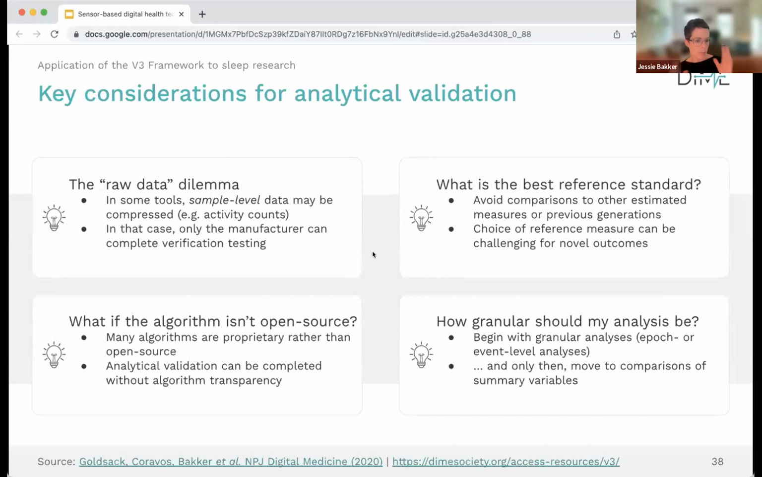Now, let's say, hypothetically, your algorithm is completely broken and all it does is label apneas and hypopneas completely at random. If the total number of apneas and hypopneas is the same or very close to the manually scored number, then your summary variables, like your total number, your AHI, will be pretty much perfect. It's only if you go back and do an event by event analysis that you will uncover the problems with your broken algorithm. So that's what I mean by starting granular and then moving into analyses of summary variables.